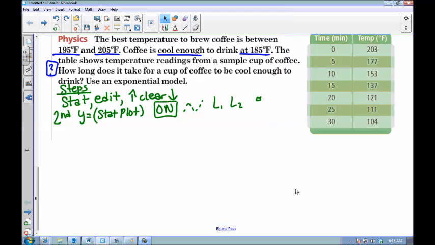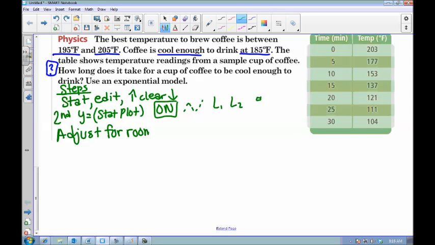Okay, so what we're going to do for the next step is adjust for room temperature. Now, sometimes the problem gives you room temperature, sometimes it doesn't. For this one, we're going to use 68 degrees Fahrenheit for room temperature. So what we need to do is adjust all the L2 values and subtract room temperature. So we're going to make a third column in L3, taking all of our L2 temperature values and subtracting room temperature.